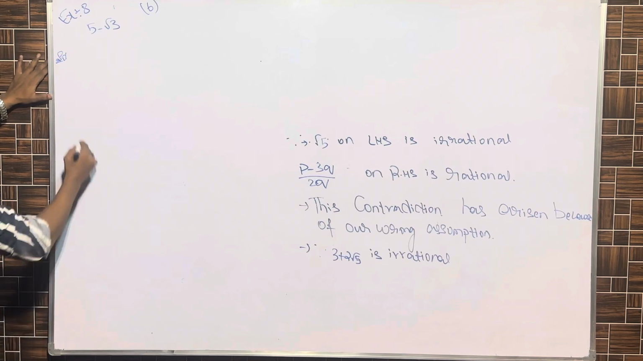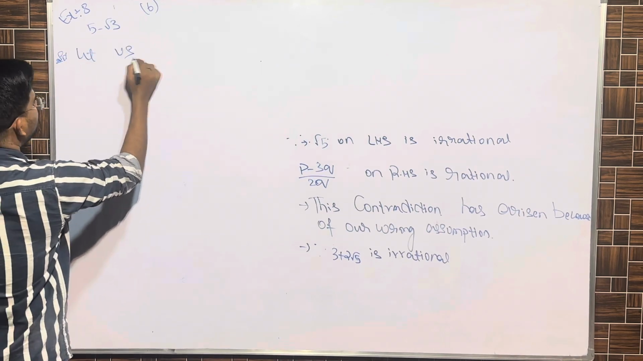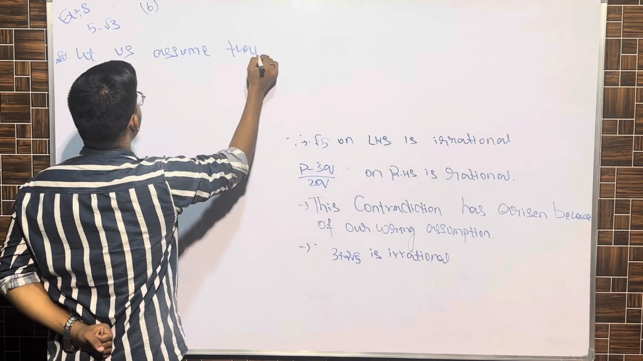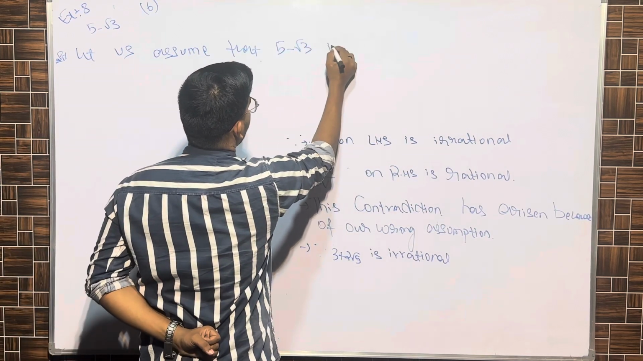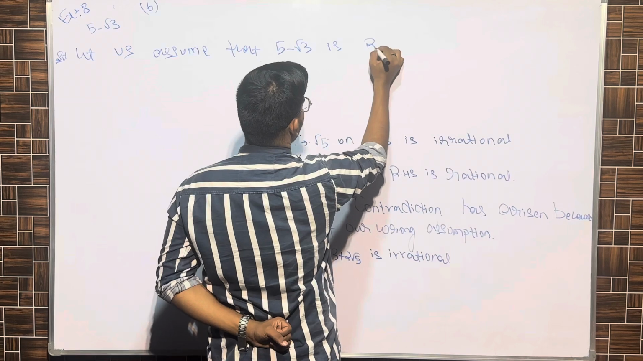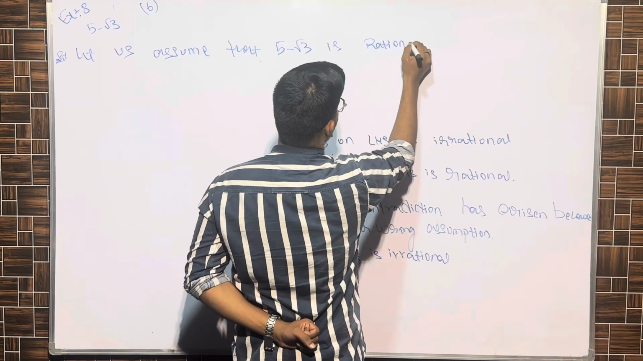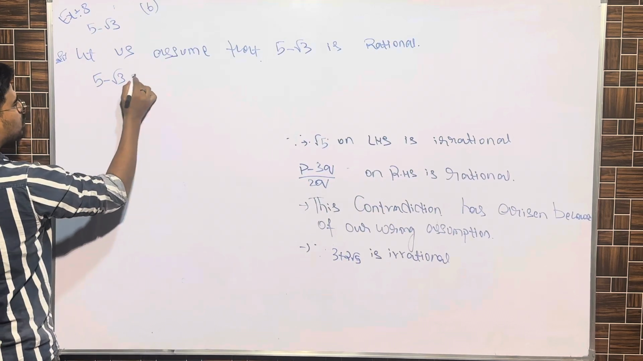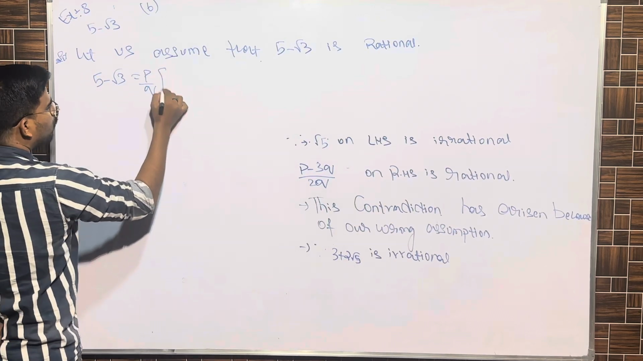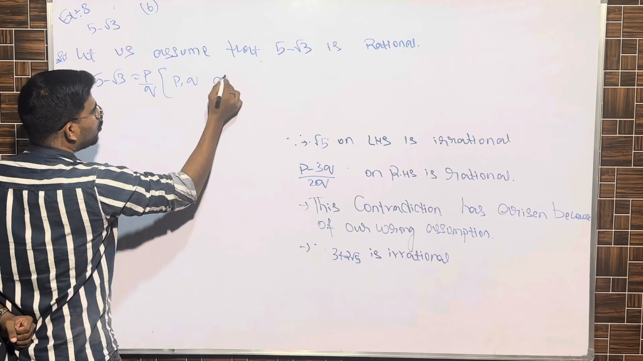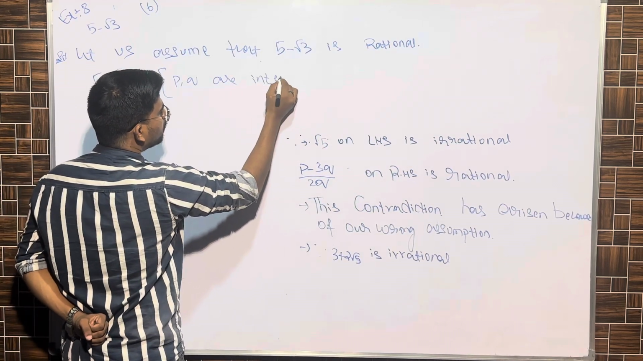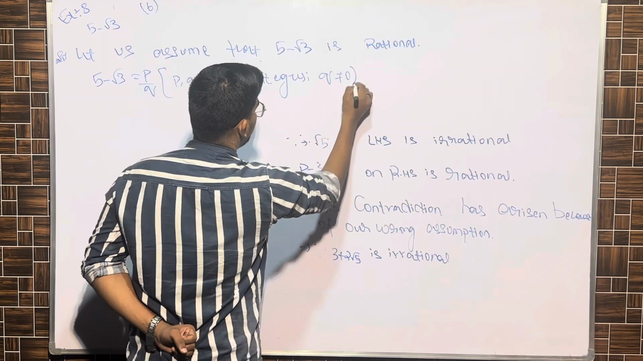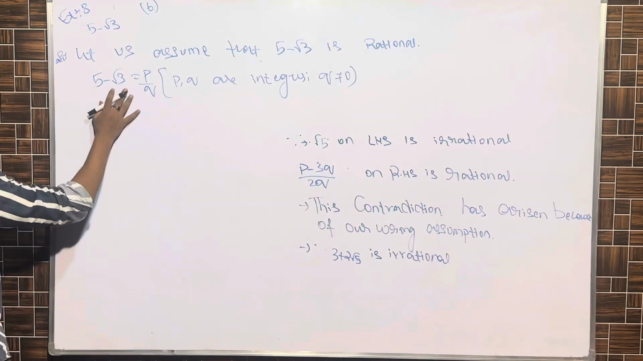5 minus root 3. Same story. Let us assume that 5 minus root 3 is rational. So if it is rational, we can write that as 5 minus root 3 is equal to p by q. What should be p and q? P, q are integers and q should not be equal to 0.